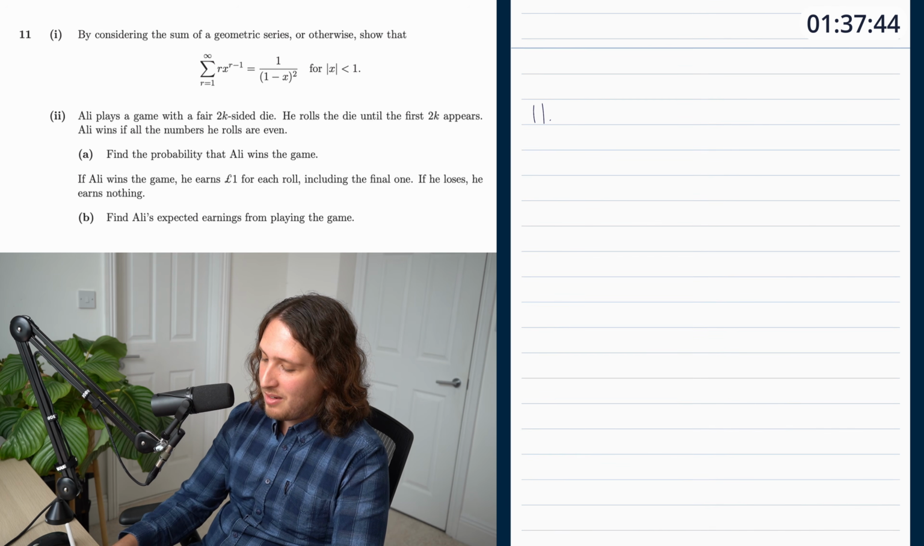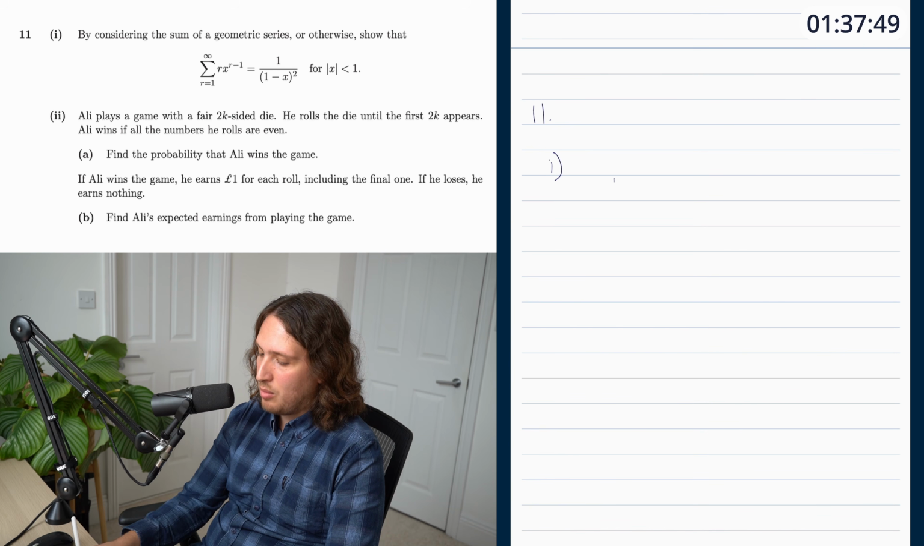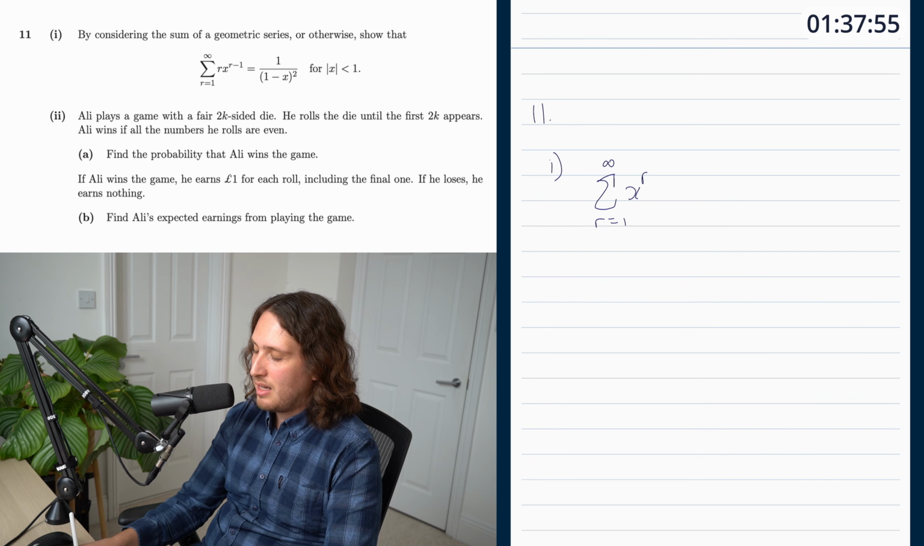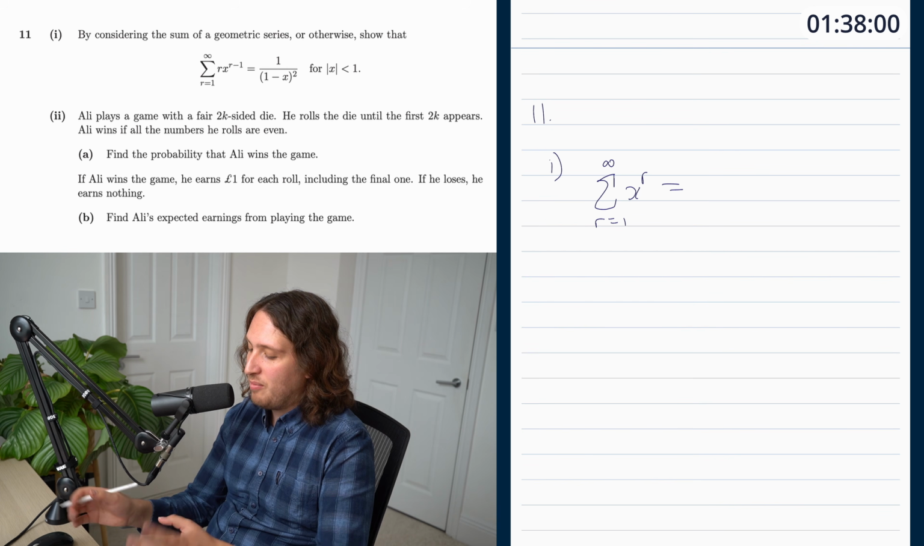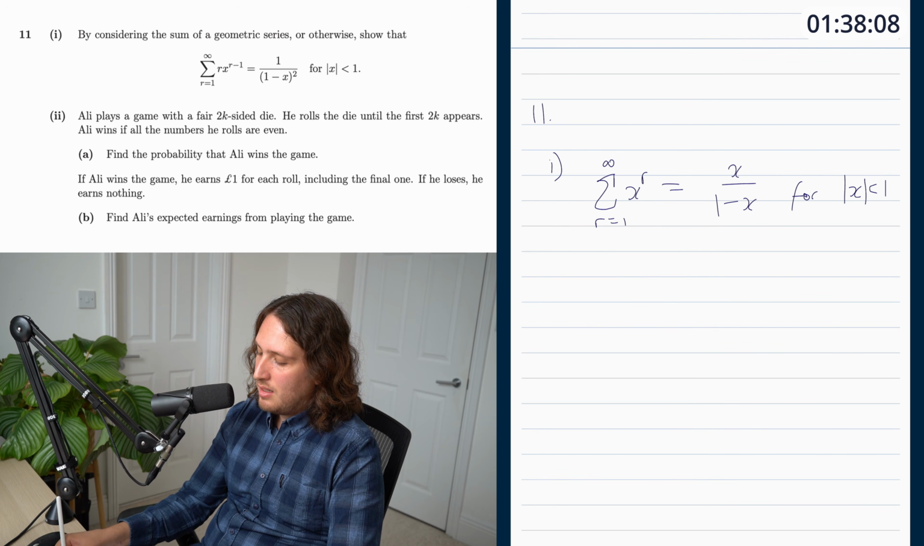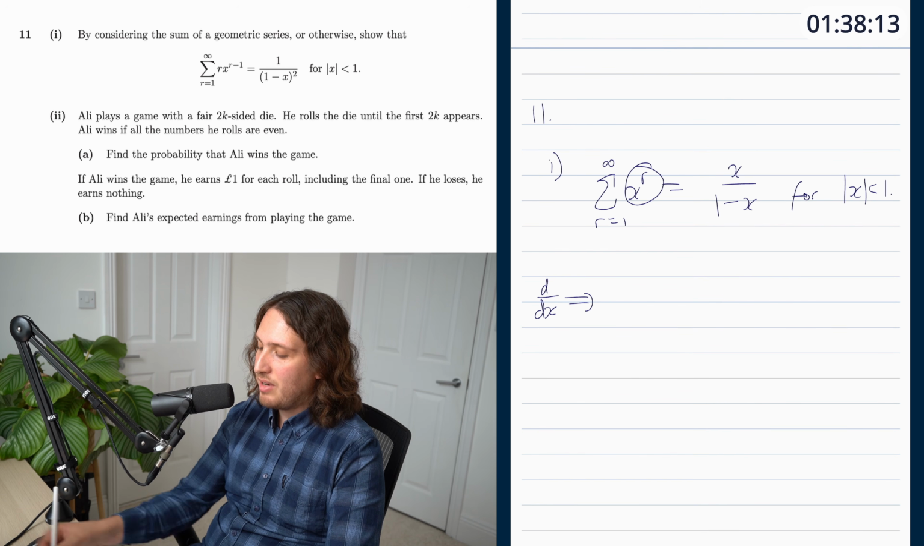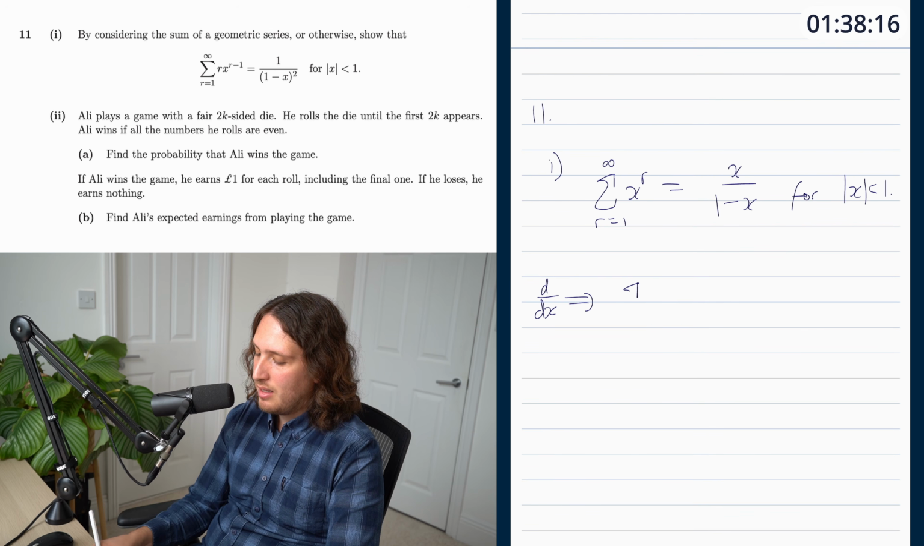So, okay, 11. By considering a geometric series or otherwise, show this thing. Well, okay, what's a geometric series? It would be the sum from r equals 1 to infinity of x to the r. I could have done x to the r minus 1. Doesn't matter. It's just off by a power of x. That would be first term over 1 minus common ratio for this. Now, I know this trick. If I take an x derivative across both sides, I can bring the derivative through and I can drop the power. So I get the sum from r equals 1 to infinity of r x to the r minus 1.